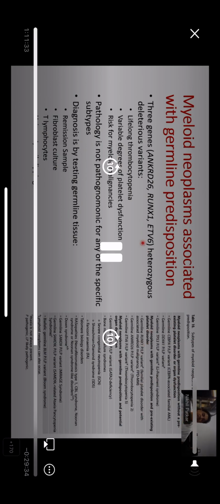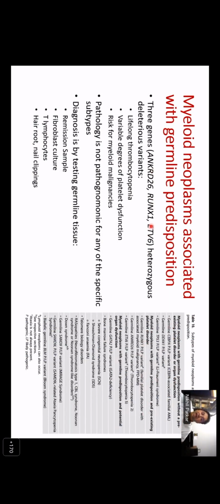So 3 genes, if you see mutations in them, ANKRD26, RUNX1 and ETV6, they can have lifelong thrombocytopenia, platelet dysfunction, and a risk of myeloid malignancy. So in this patient, there is most likely a germline RUNX1 with an additional somatic RUNX1 mutation. So we are testing this patient and his relatives for the germline tissue.